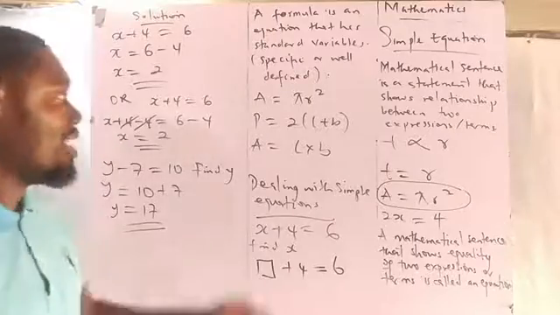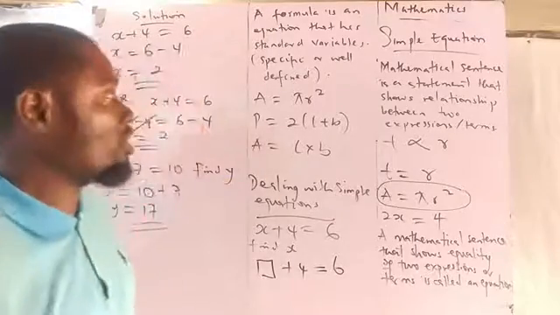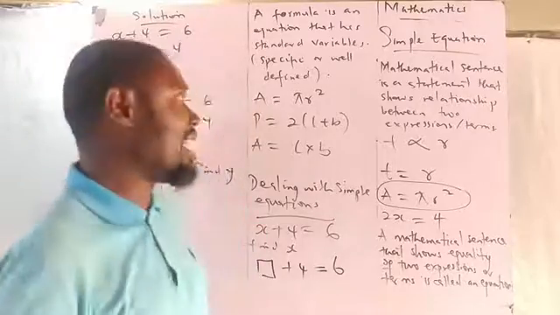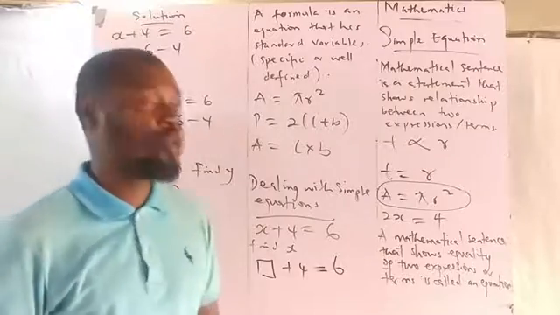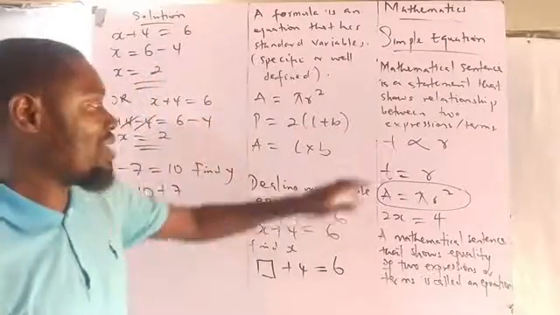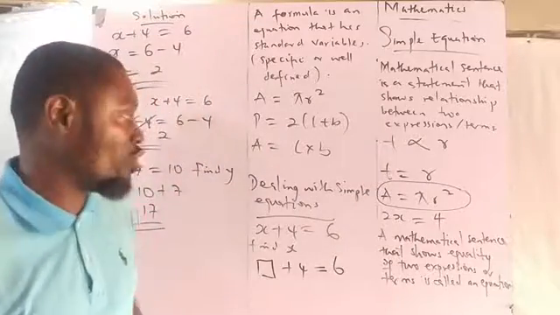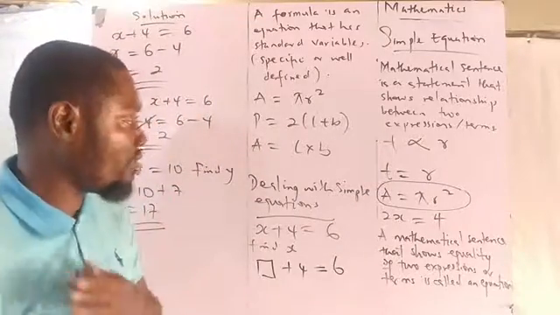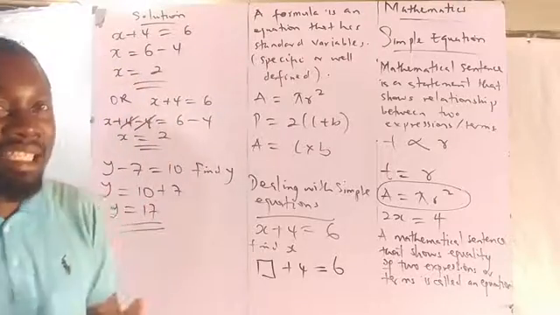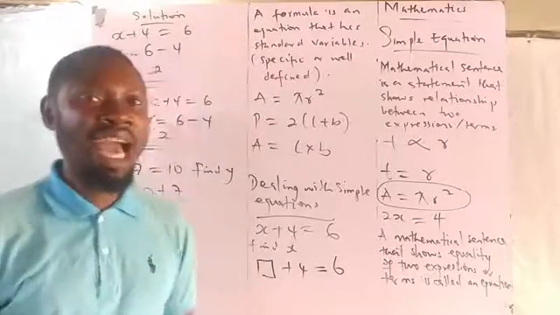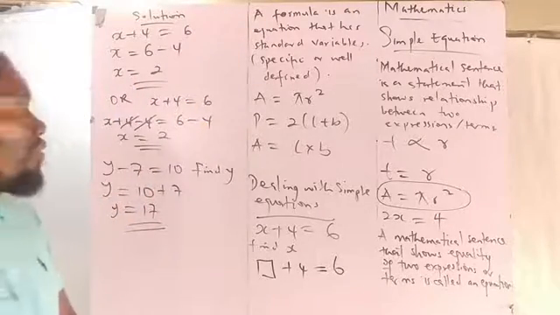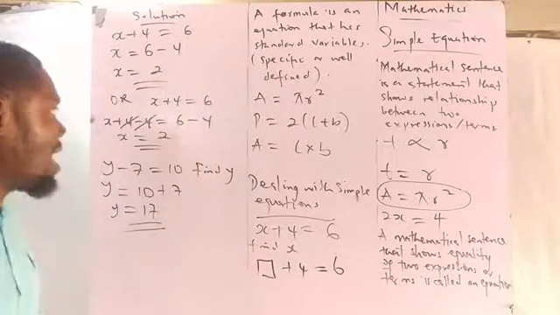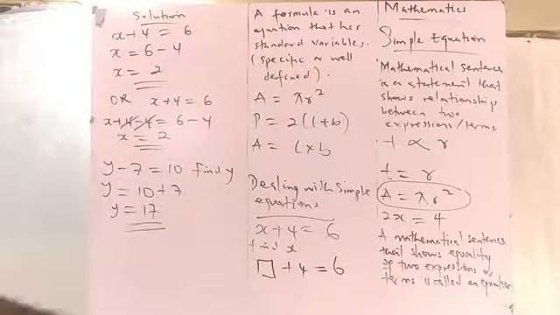So today we have considered simple equations. I have explained what a mathematical sentence is: a statement that shows or indicates the relationship between two expressions or terms. I said if a sentence shows equality, then it becomes an equation. And an equation that has standard, specific or well-defined variables is what we call a formula. So I've differentiated between an equation and a formula, and I've given you examples of formulas. We've dealt with simple equations today here in the class.